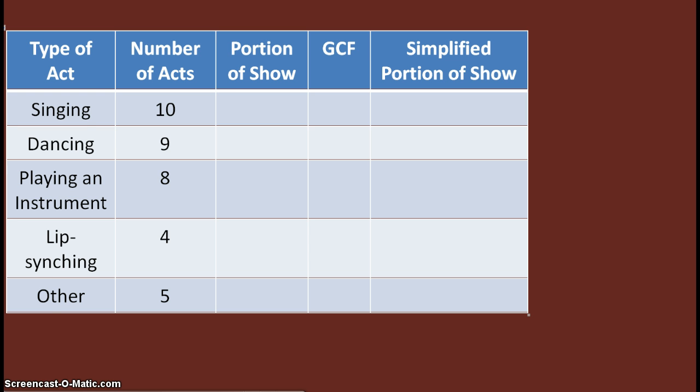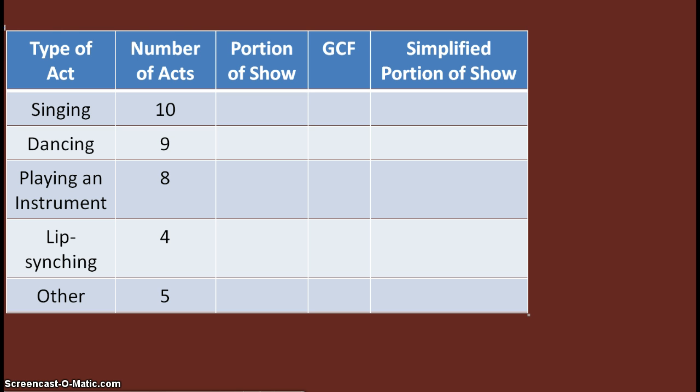Now, the directions that go along with this activity are: each year your school puts on a show to showcase student talent. This year the talent show includes 36 acts as shown in the table.